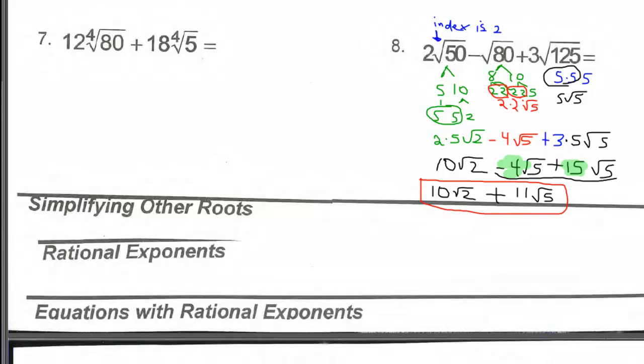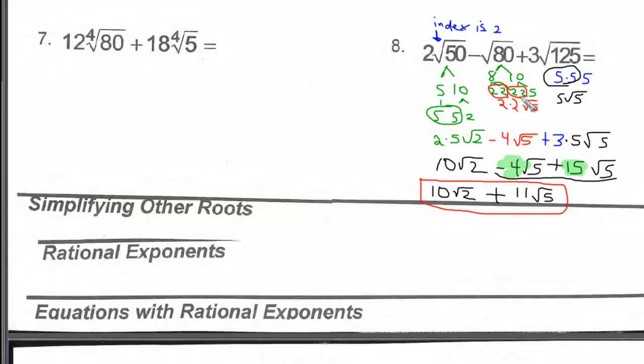How did you do? You should have gotten 10 times the square root of 2 plus 11 times the square root of 5. Notice the index is a 2 because it's understood to be a 2. So we're looking for pairs in each of our terms. So in the first term I'm able to pull out a 5, and remember we multiply the 5 times the 2 to get 10 times the square root of 2.